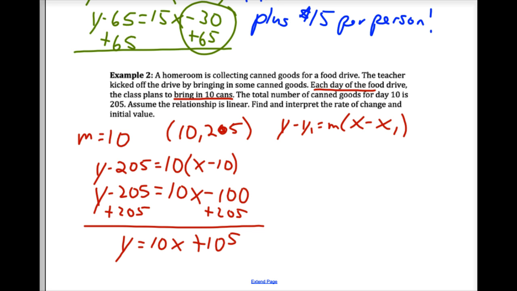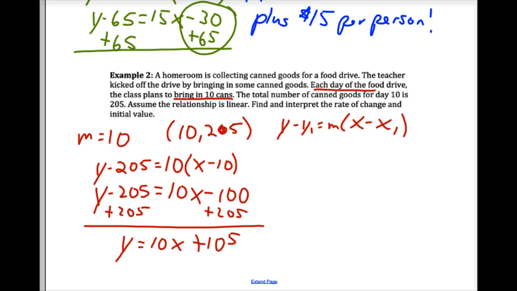Really strange, in a way. Harrison? I think the teacher brought in 105 cans. Right. And then what happened? And then the students brought in 10 cans a day. That's good. That was an excellent way to say it.